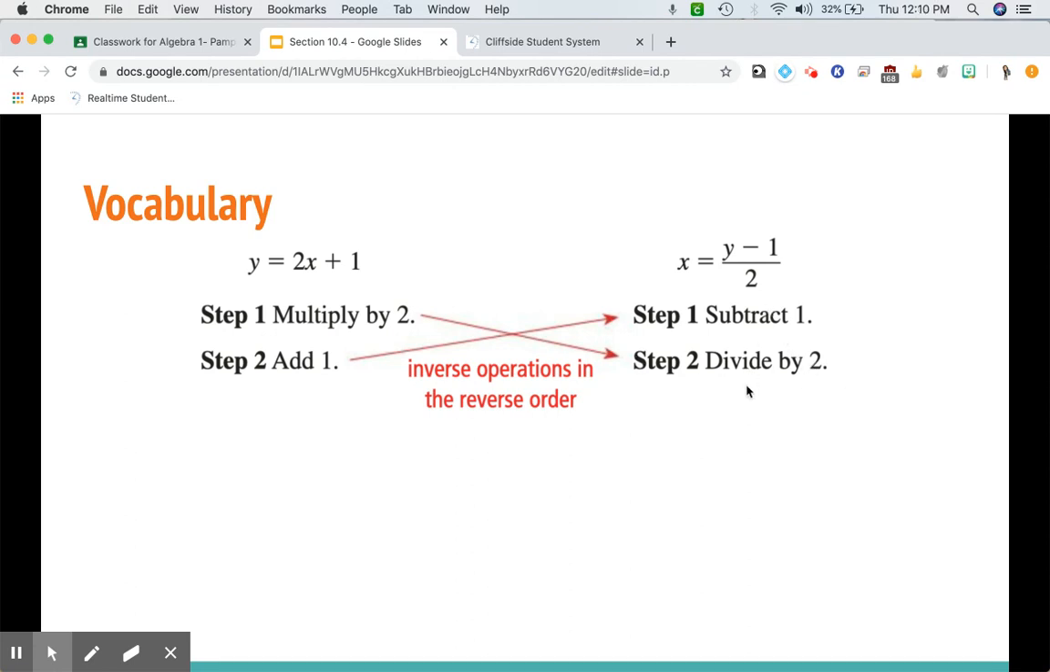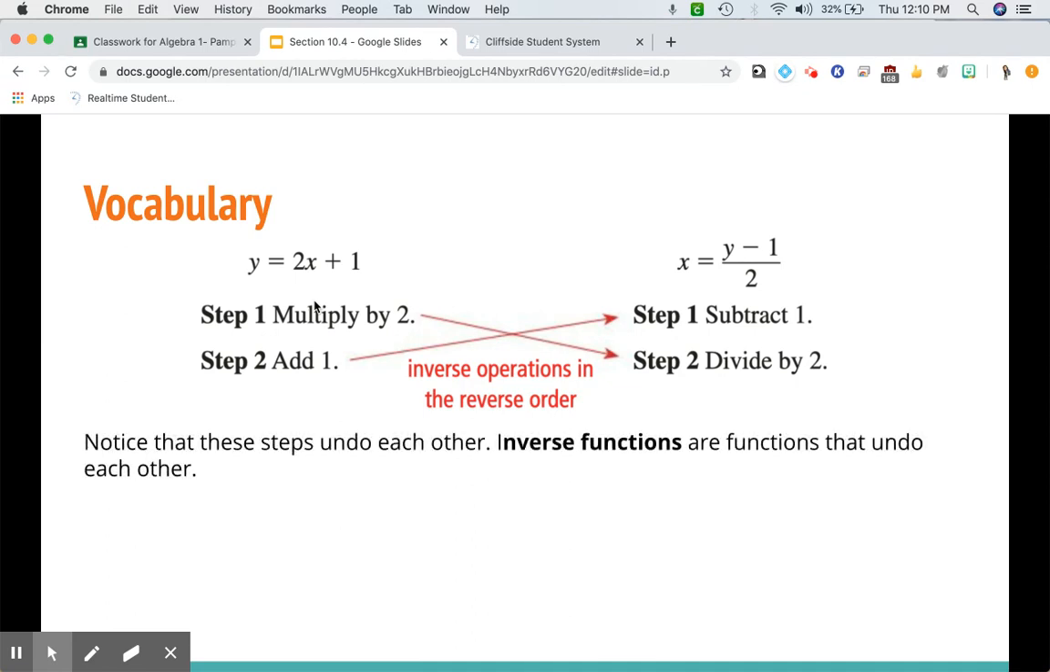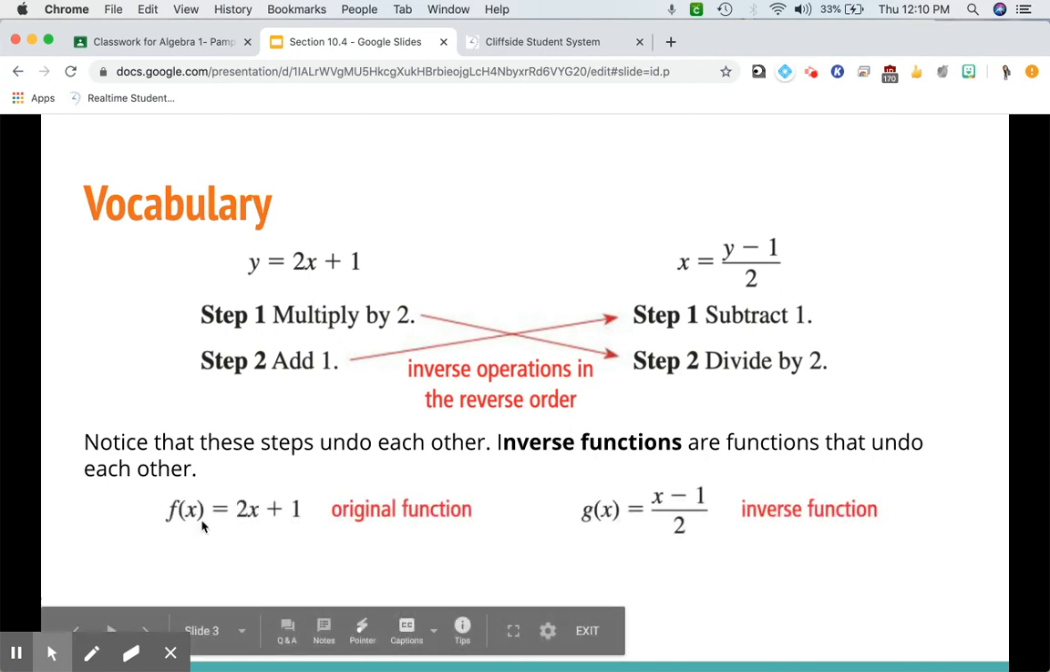So that's one way of thinking about how to find the inverse of a function, is to take your order of operations and reverse them using inverse operations. What you're doing is undoing the one function to find the inverse function. So inverse functions undo each other. As you can see, you have your original function here, and then your inverse function is the opposite, undoing that original function.